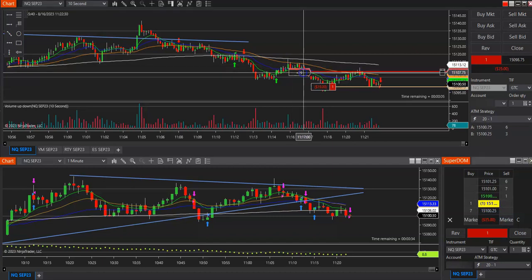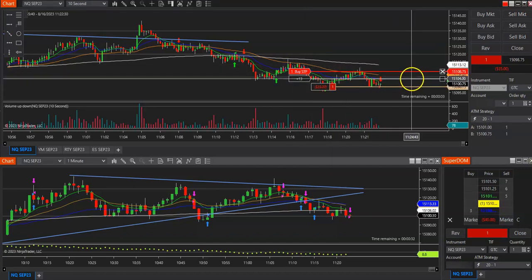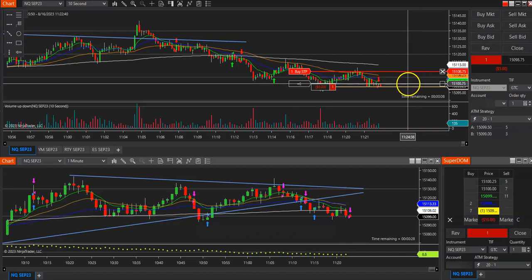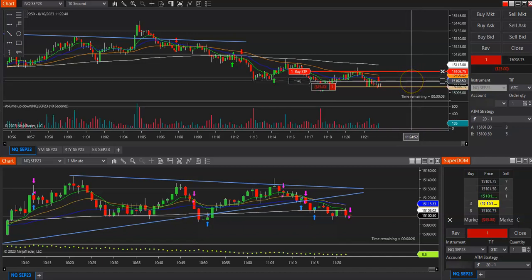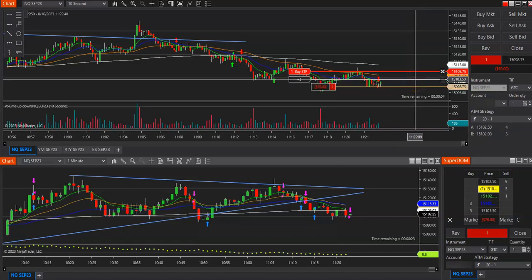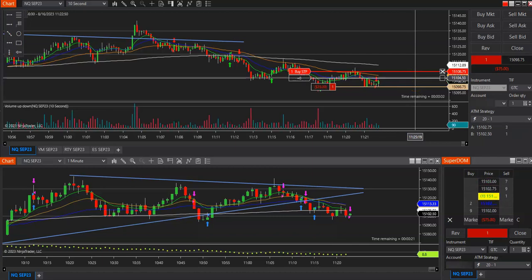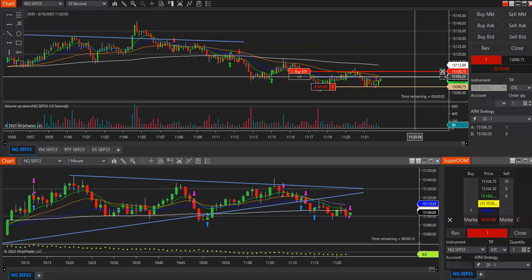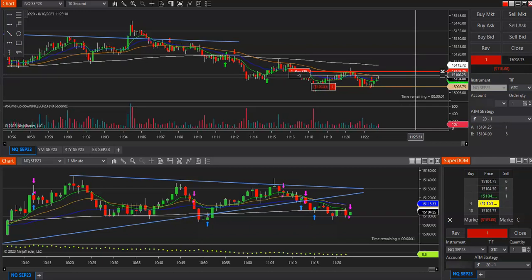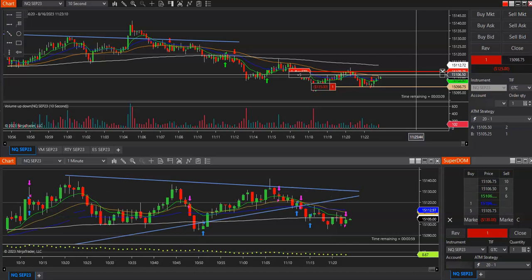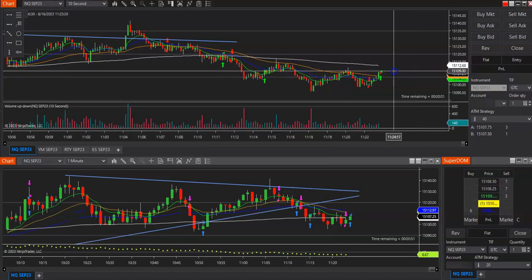Taking a short here. Move my stop as soon as we get underneath my area, as soon as we get underneath 100. But if not, then we'll find support, I think. But you never know yet. Okay, I'm gonna move my stop right underneath here. Oh, I might get filled.